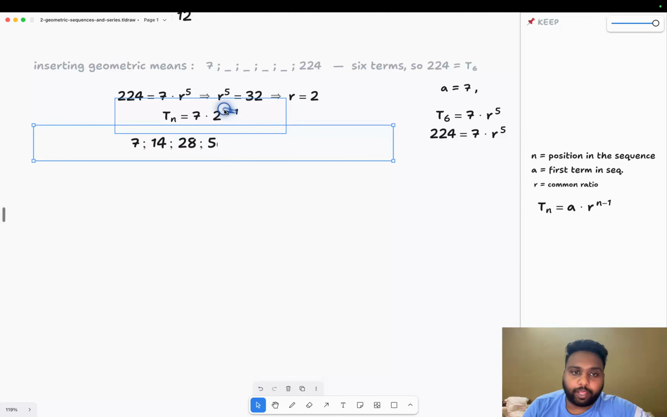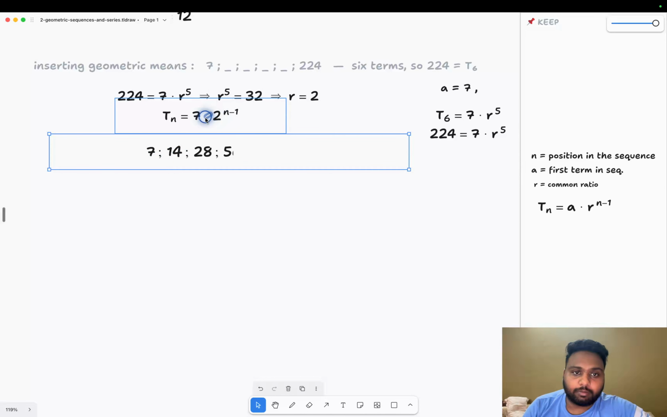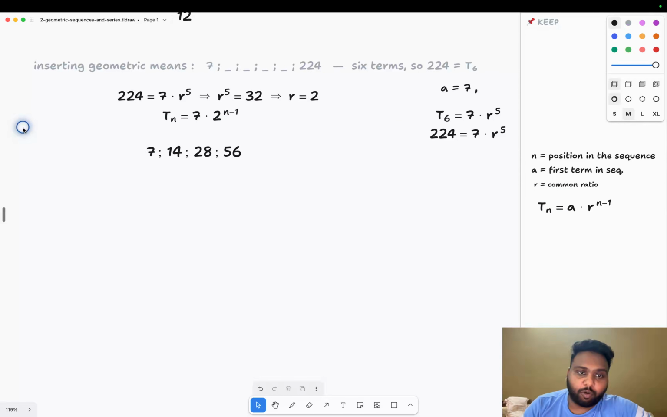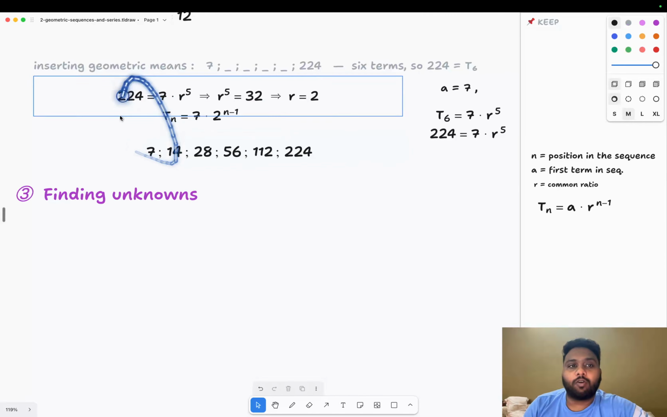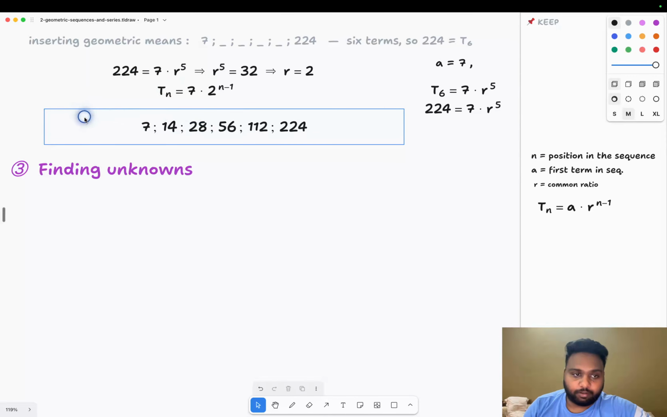And by substituting n, we can find our sequence. So for the first term, it's going to be 7. For the second term, 7 multiplied by 2, then 7 multiplied by 4, 7 multiplied by 8, and so on. So this is how we can find the terms between.